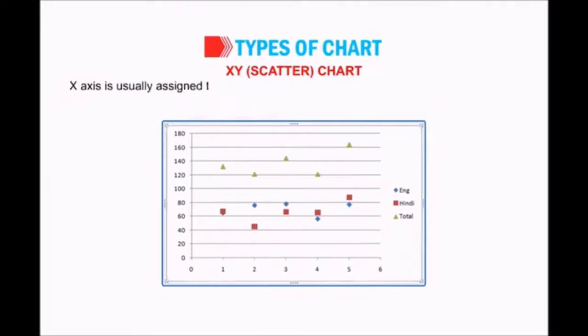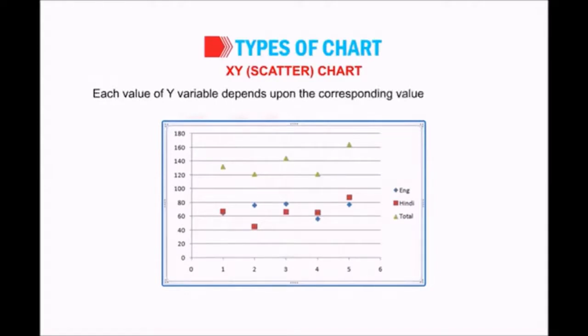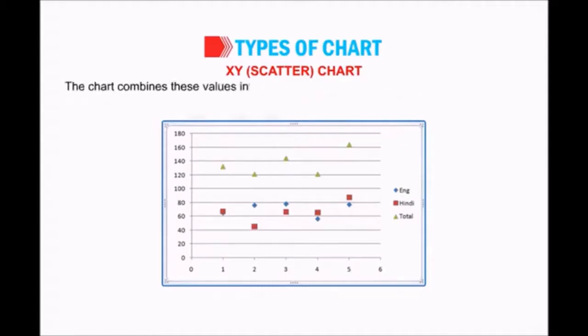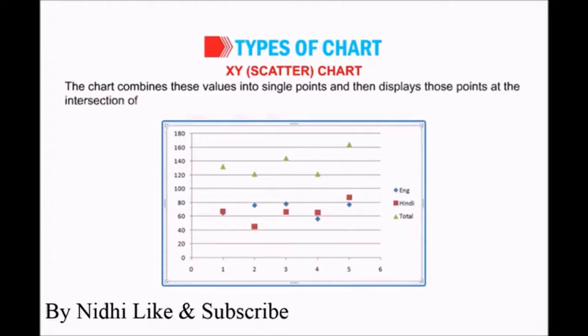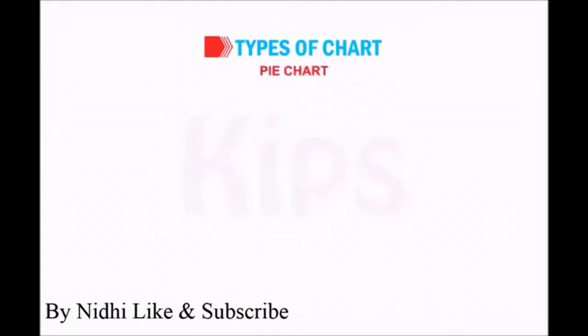x-axis is usually assigned to an independent variable and the y variable then becomes the dependent variable. Each value of y variable depends upon the corresponding value of variable x. The chart combines these values into single points and then displays those points at the intersection of x and y numerical values. Number 6. Pie chart.